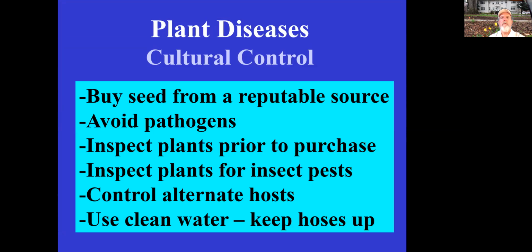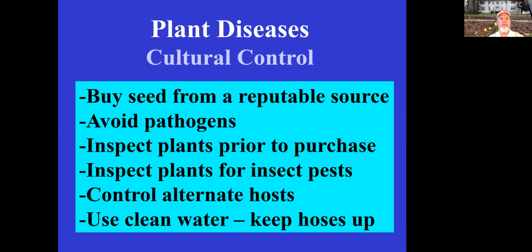Some other cultural activities you can use. Buy seed from a reputable source. If you're going to buy seeds to start, make sure you get them from someplace that has done a seed test. Avoid pathogens. Inspect plants prior to purchase. That's where I said pull the plants out of the pot if you can. Look the other way and see if the garden manager is not looking, but I kid that way. But yeah, just look them over, look underneath the leaves to see if there's any mites or aphids. You don't want to start out with a bad problem with diseases or insects.